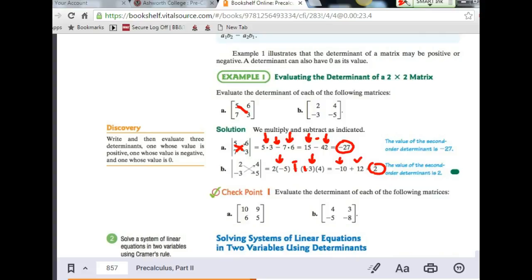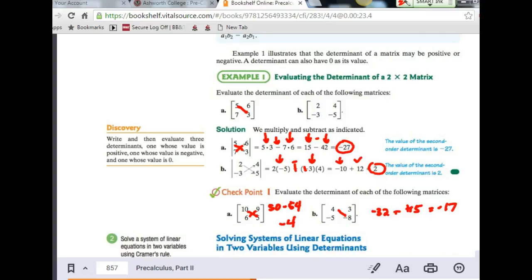So let's look at Checkpoint number 1. A, it's 10 times 5, which is 50, minus 6 times 9, which is 54. 50 minus 54 ends up leaving you with negative 4. And then for this one, it's 4 times negative 8, which is negative 32, minus negative 5 times 3, which is negative 15. Two negatives end up making a plus, so negative 32 plus a positive 15 still leaves me at negative 17.